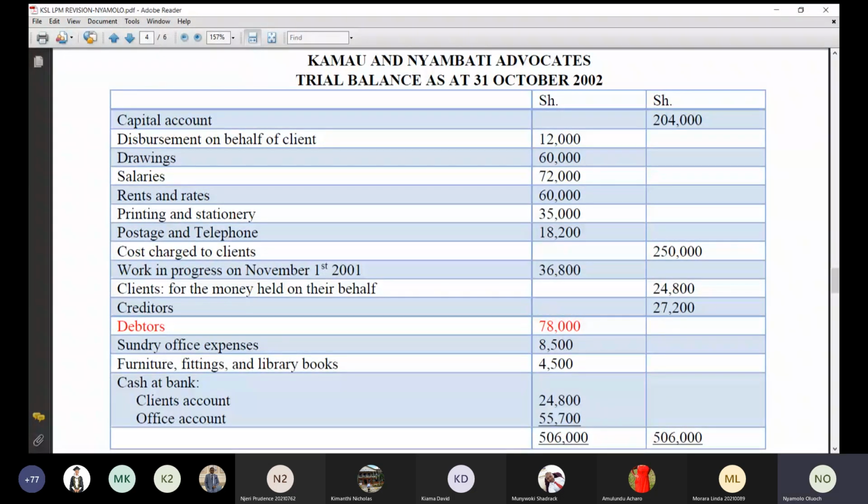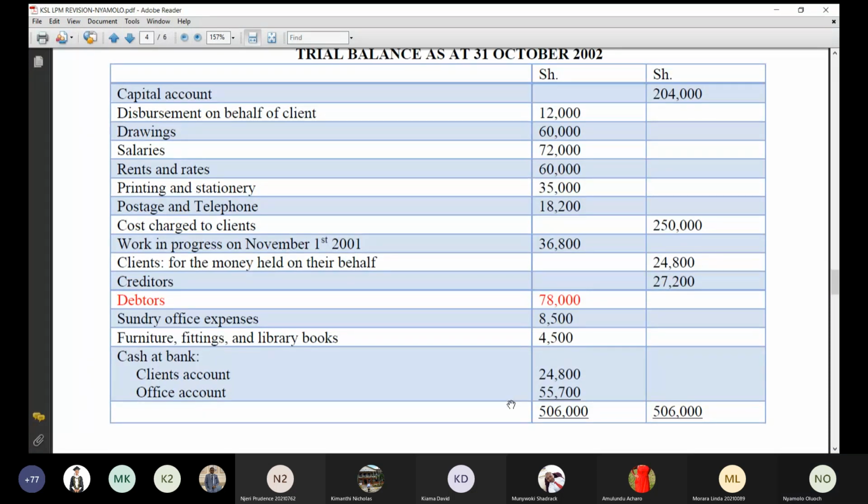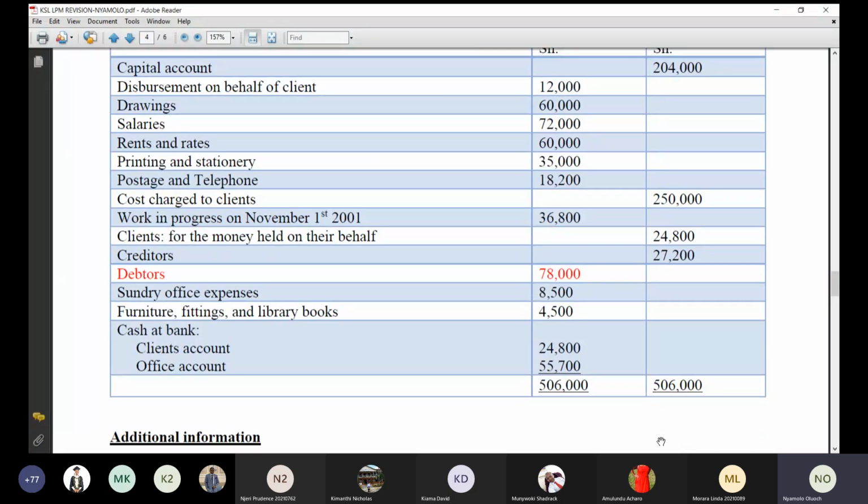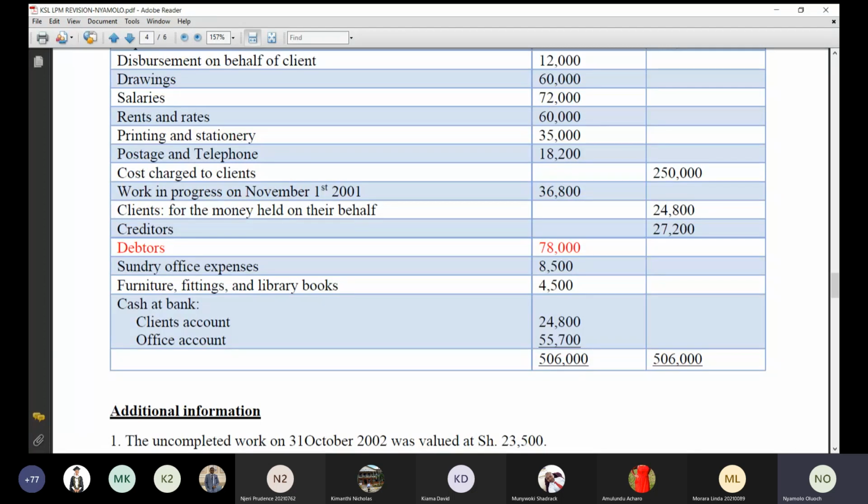Sundry expenses, furniture fitting and library, cash at bank, whatever you are holding for your clients. That figure, you will see it twice. You recognize it as an asset in your books, but again, for the clients, it is a liability. So in the trial balance, you will be able to see it also there. For your office account, there's that 55. So this trial balance balances at 506,000.